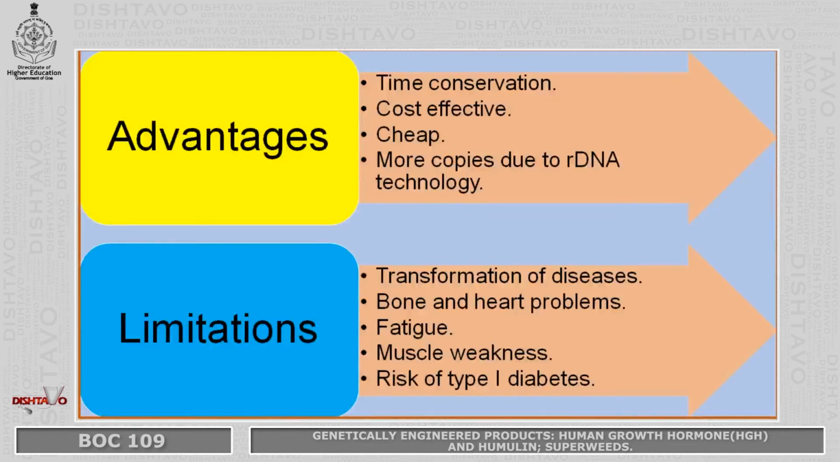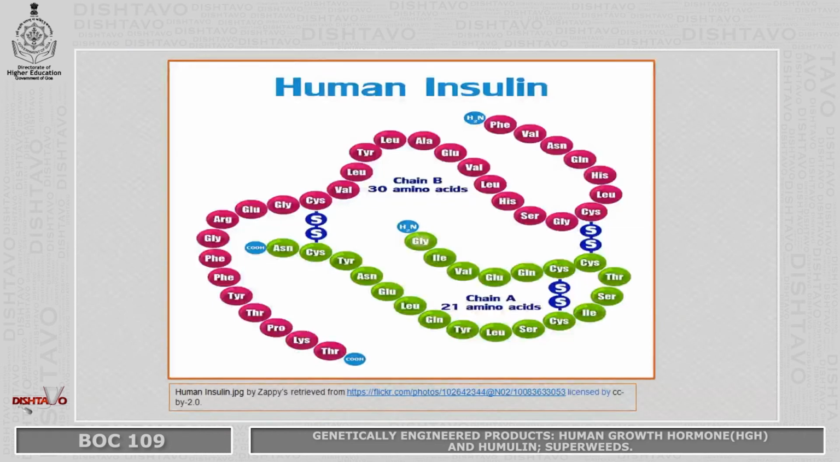What are the advantages? It's time conserving, cost effective, cheap, and more copies can be made due to recombinant DNA technology. But they do have some limitations which result in disease when you take them. There can be some bone and heart problems, fatigue, muscle weakness, and risk of type 1 diabetes.